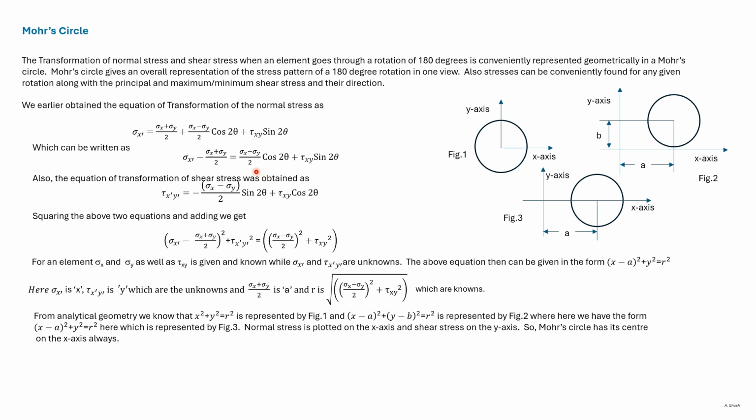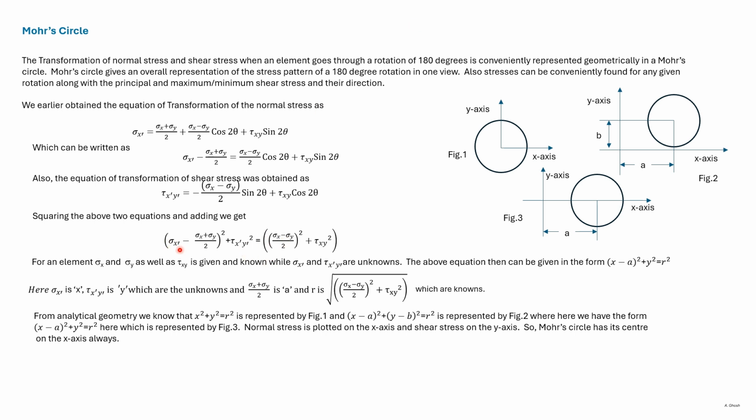So if we square these two terms and add them, then we'll get this expression. This is because cos squared 2 theta plus sin squared 2 theta is equal to 1. Apart from these two terms on the right, we'll get two other terms which will cancel out because of this minus sign. Here we have squared the left side as well and added them up.